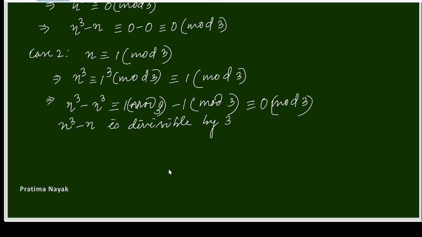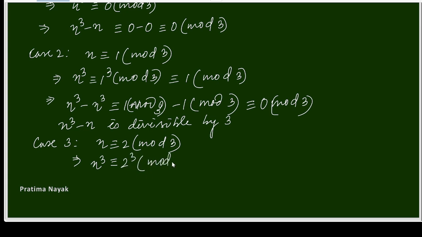Now coming to the last one, case 3. Case 3 is n is congruent to 2 modulo 3. This implies that n cube is congruent to 2 power 3 modulo 3. 2 power 3 means it is 8 modulo 3, and 3 times 2 is 6, so this is nothing but 2 modulo 3.